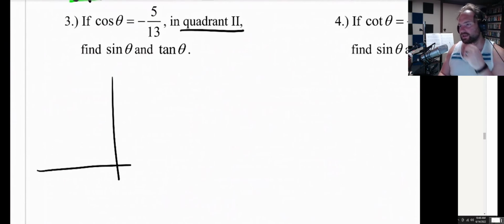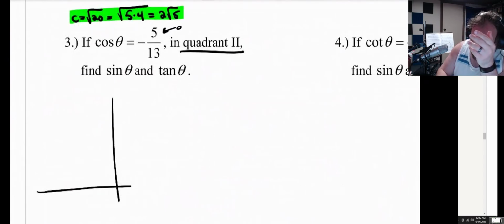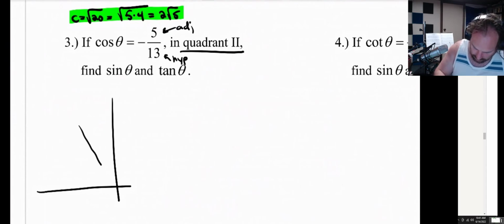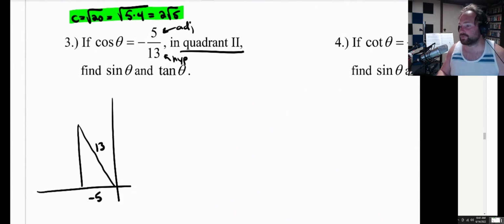It doesn't have to look exactly correct. And the cosine, we should remember, is the adjacent over the hypotenuse. It's the ka in ka toa. So that means that we need to draw a right triangle whose adjacent side is -5 and whose hypotenuse is 13. And the reason why the adjacent side is -5 is, well, twofold. First of all, it's in quadrant 2. And second of all, the hypotenuse is always positive. It has to be. So our triangle is going to look something like this. It doesn't need to be super accurate, but, you know, -5 and 13. That fits what we're looking for here.